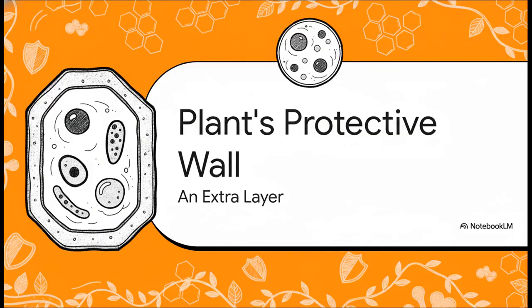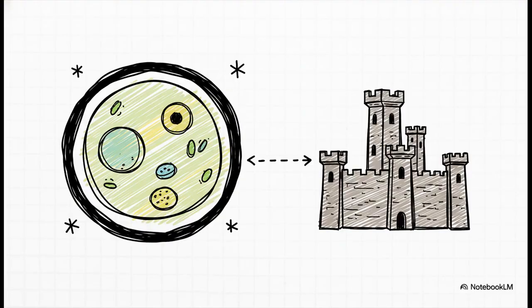Okay, first up, let's talk about the plant's protective wall. This is a very special feature that plant cells have. Animal cells, like the ones in our bodies, do not have this. So what is this cell wall? Well, it's a tough, rigid outer layer that you find just outside the plasma membrane in a plant cell. You can think of it like a strong fence or even the wall of a fortress, giving the cell a definite shape and a lot of protection.